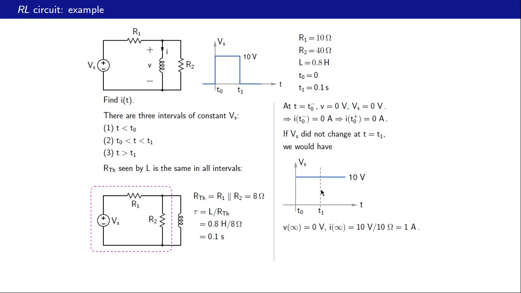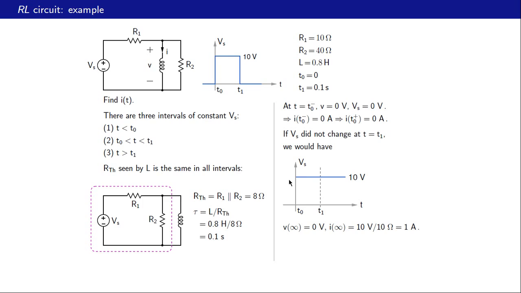To put it a bit informally, the inductor or the circuit does not really know that a change is going to take place at this point, and therefore the response of the circuit would be the same in this interval whether or not Vs stayed constant or it went back to 0 at this point.